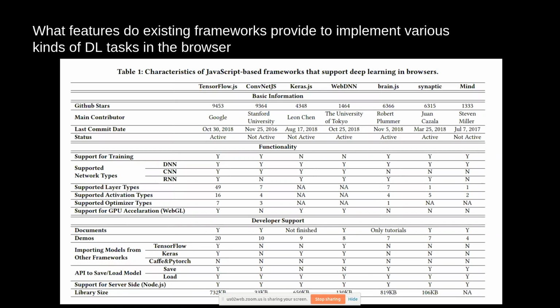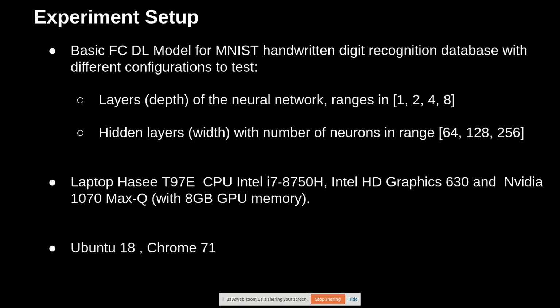Starting with their experiment setup, they created a very basic model, just a fully connected deep learning model for the MNIST data set, and they tried the performance of this model with different numbers of hidden layers and different widths of these hidden layers. They have 1, 2, 4, and 8 hidden layers as configurations to try, and they also changed the number of neurons in the range from 64 to 256.